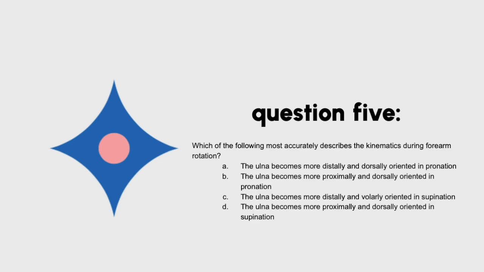Question 5, the correct answer here is A. With kinematics of the forearm, the ulna is going to become more distally and dorsally oriented in forearm pronation, and it's going to become more proximally and volarly oriented in supination.